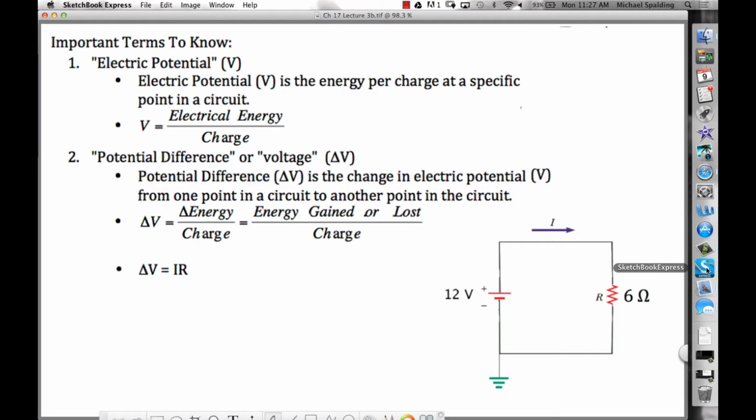So this lecture on circuitry begins with some terms that were covered in chapters 15 and 16, which we're not covering in AP Physics 1. It's kind of like the backstory you have to know to understand circuitry.